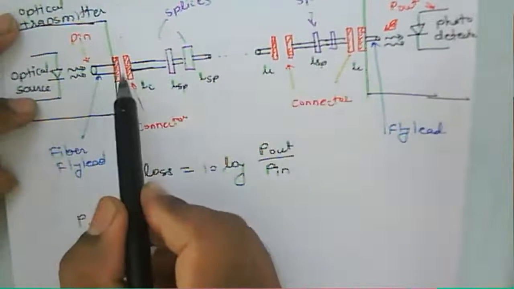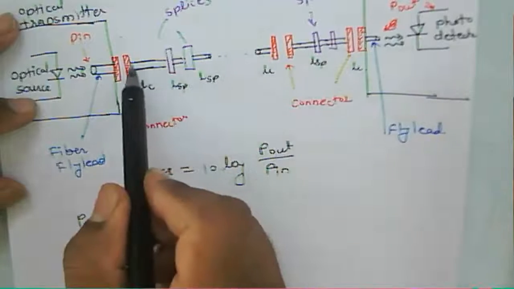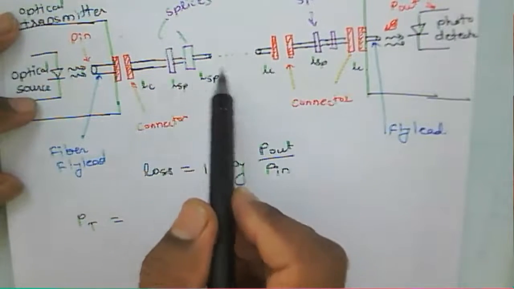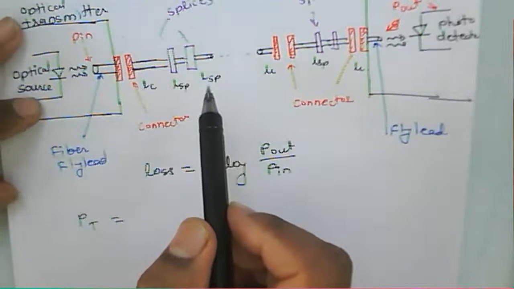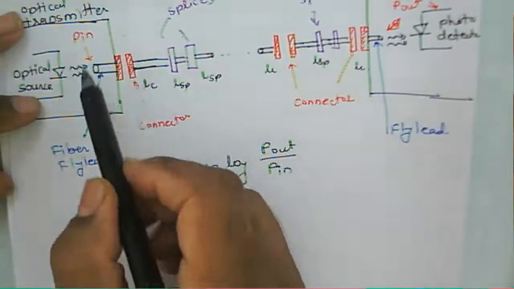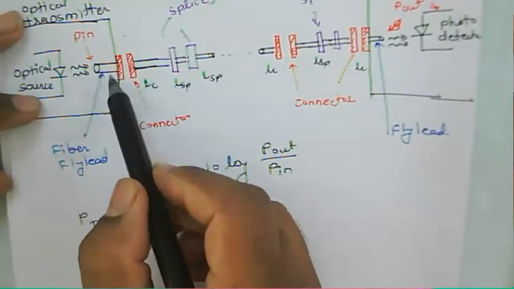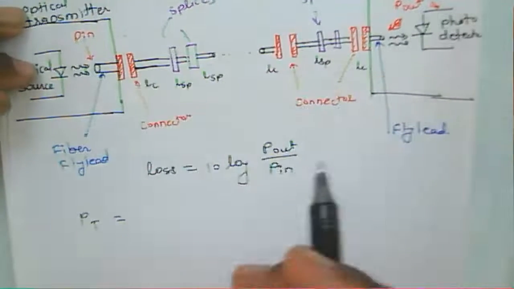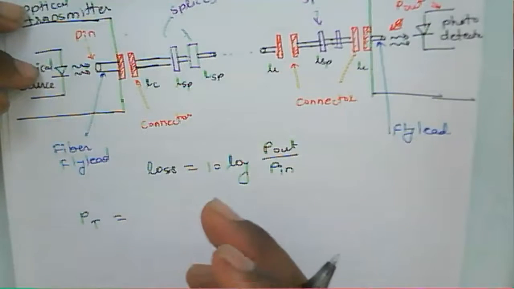And in between the transmitter and receiver, there is a connector, there is a splice, and there may be losses due to the length of the fiber, that is, the fiber attenuation loss. And again, there may be some system loss. And again, there may be losses if we connect an improper fiber. So there may be losses there, just like we say, losses due to the fiber.